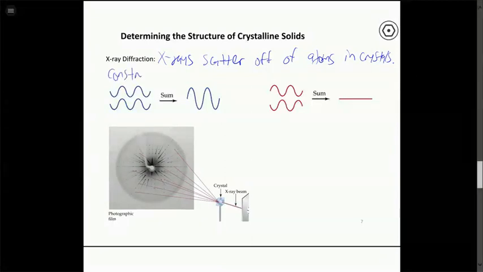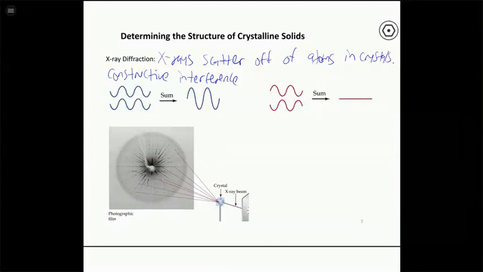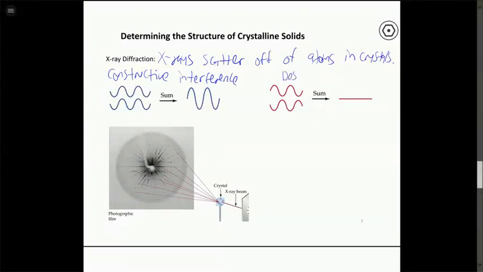Constructive interference is when two diffracted waves come together, where the crests and the troughs line up, and you get an increase in the intensity for those two waves as they interfere. And you also have destructive interference, where the two sort of cancel each other out.